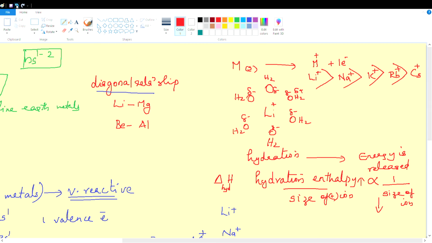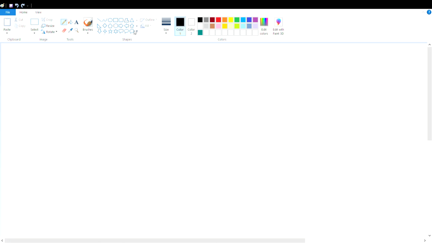Now coming to the physical properties of alkali metals. All alkali metals are silvery white in color. They are soft and light metals. When we compare the size of alkali metals with other elements in a period, alkali metals have the largest size in a period because atomic size decreases from left to right, except for the noble gases.